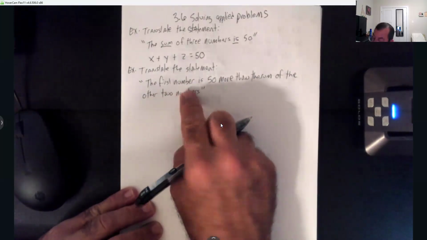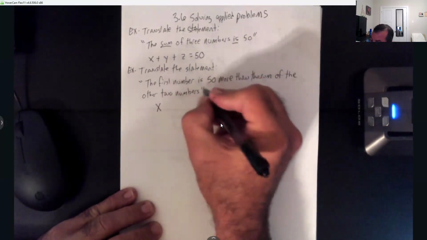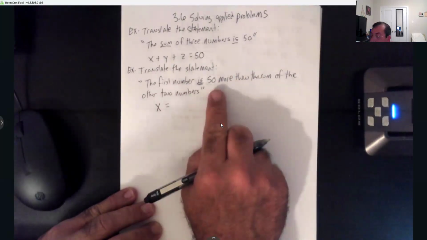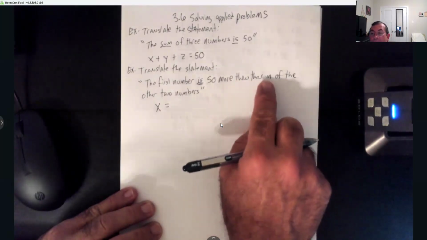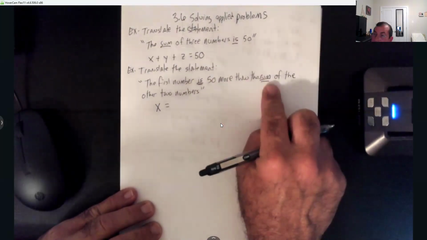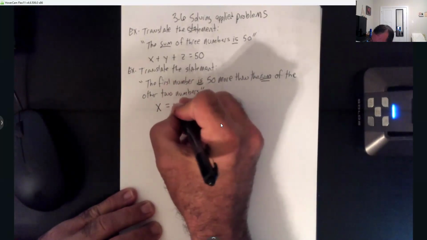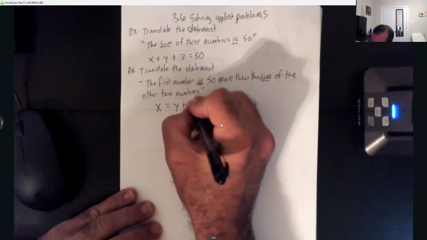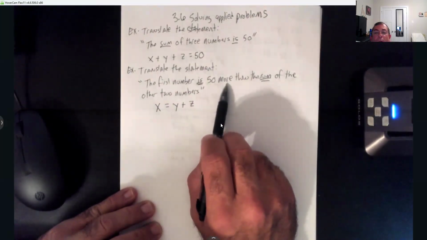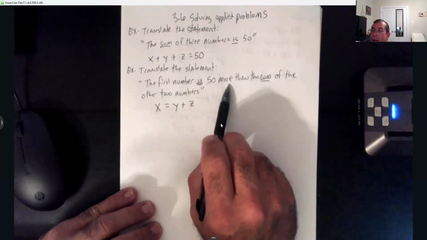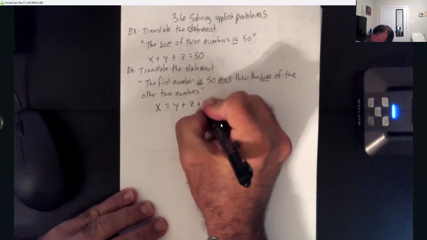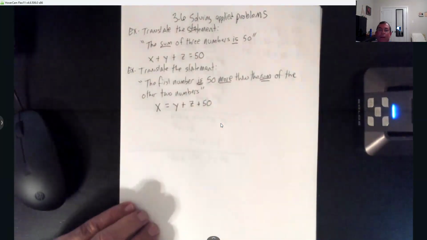So the first number would be my x. Is means equals. And then it says 50 more than the sum of the other two numbers. Well, once again, sum is adding. I don't know those other two numbers, so I'll call that y plus z. That's the sum of the other two numbers. But y'all, 50 more. So that's going to be plus 50, right? When you see more, more means plus. So this would be plus 50.